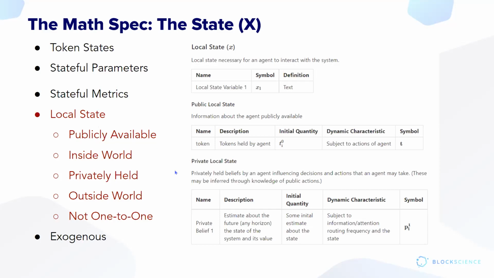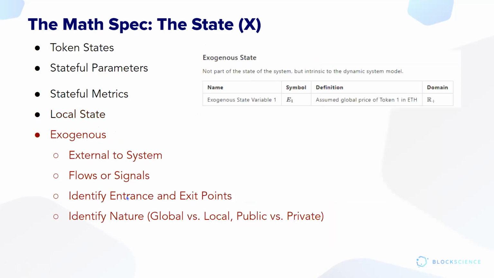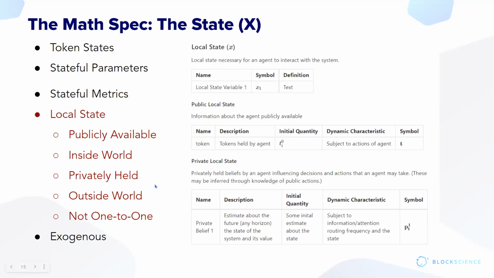And the other thing to consider, say in a Uniswap example, is that you don't need to model all of the Ethereum tokens and all of the Ethereum addresses. That's not part of the inside world of the system. But even though that's outside world information, that's publicly available information.